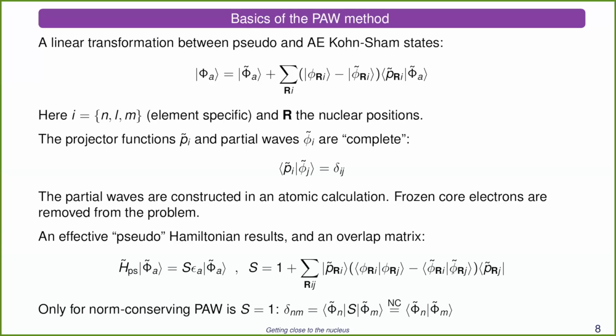The overlap matrix you see over here, which in principle is just the identity, but if the norm of the, say, the pseudo partial waves and the real partial waves are different, this difference is not zero, you get an additional term, you get an overlap. In the old-fashioned norm-conserving pseudopotentials, you would not get this because then this would equal this, and it would all go to the identity.